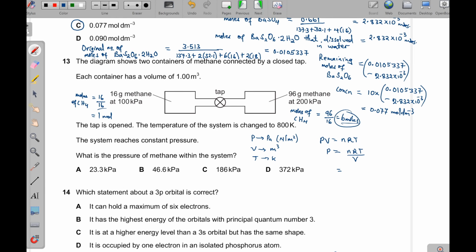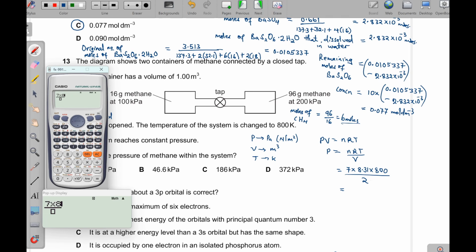Now our pressure is going to be the number of moles. Remember we have 6 here plus 1. That is what? 7. Then times the molar gas constant, 8.31, times the temperature that has been given to us as 800 K. Then we shall divide by the volume, which is now 2. Okay, 1 meter cubed here and 1 meter cubed here, so it is 2 meters cubed. Then what do we get here? 7 times 8.31 times 800. Then we divide by 2. This one is 23268.